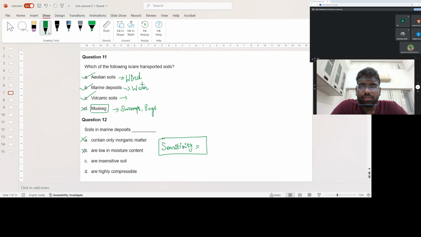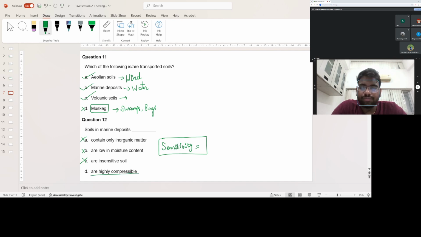So in those cases, just a minimum disturbance will cause the entire collapse of the arrangement of the soil, which leads to the change in its strength. So hence, since the marine deposits are characterized by this property, they are not insensitive; they are sensitive soils. So this option is also not right.